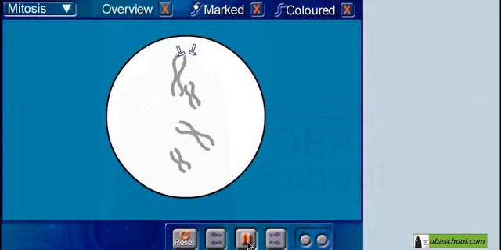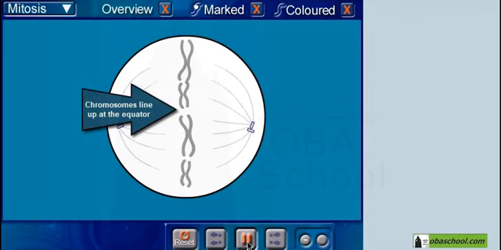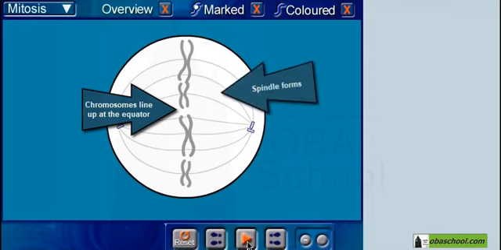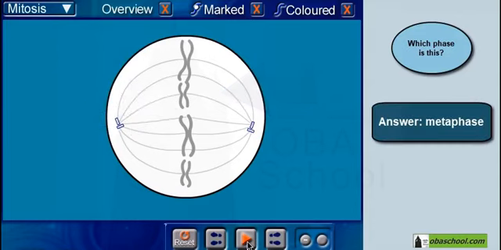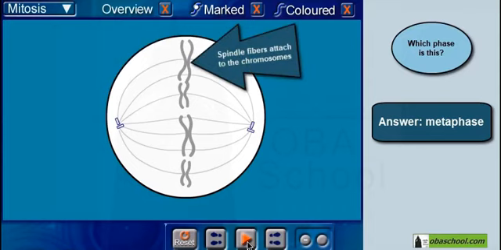Now we see the chromosomes lining up at the equator of the cell and the spindle forming. Which phase is this? I will say the answer now. This is metaphase. The chromosomes line up at the equator of the cell and attach to the spindle fibers that form the spindle structure.